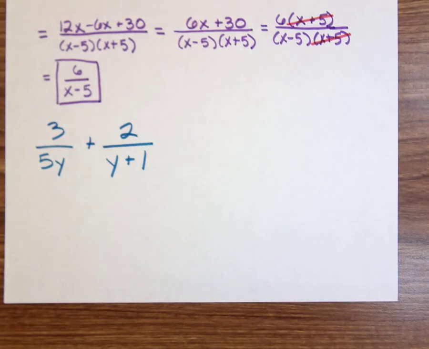Listen, do you want to know how to do this, or do you want to live the rest of your life in total ignorance at how to add rational expressions with unlike denominators?